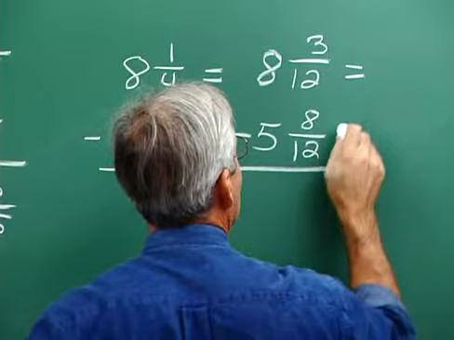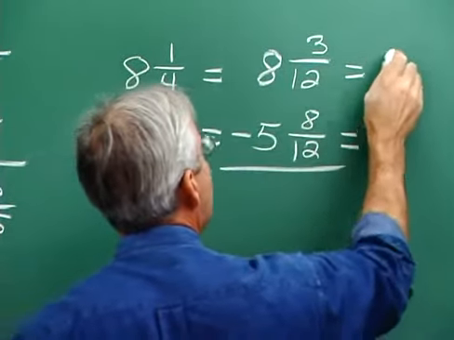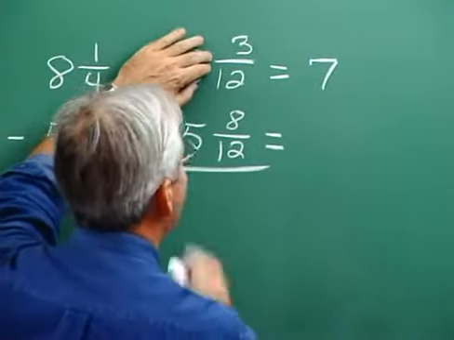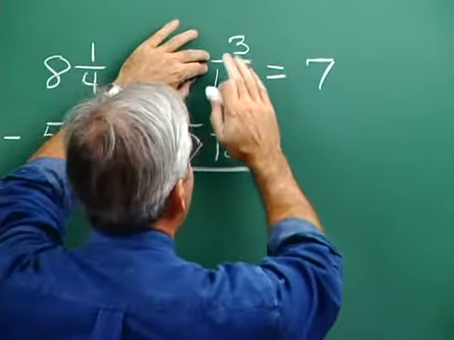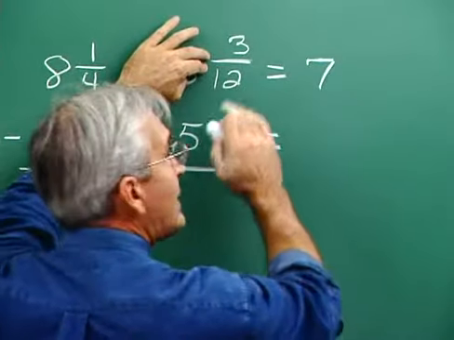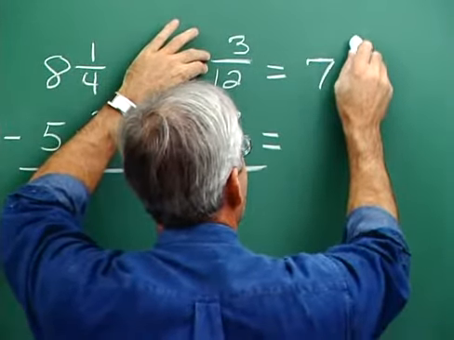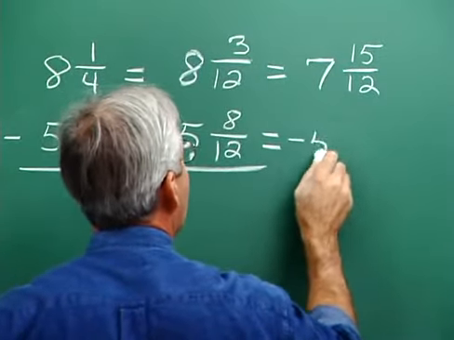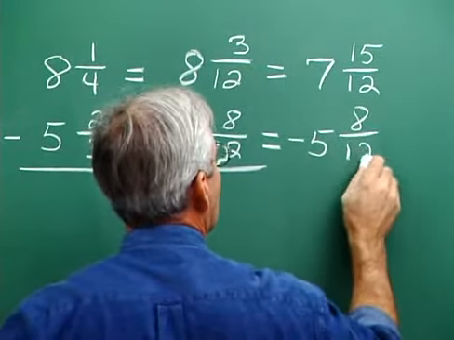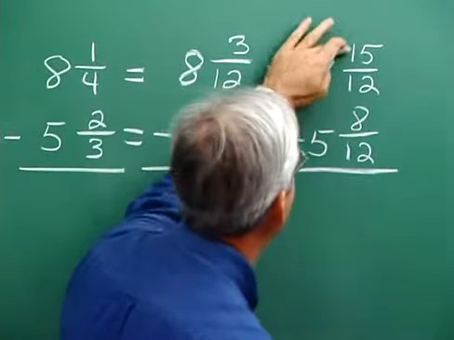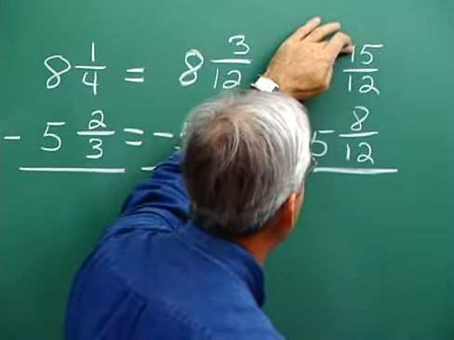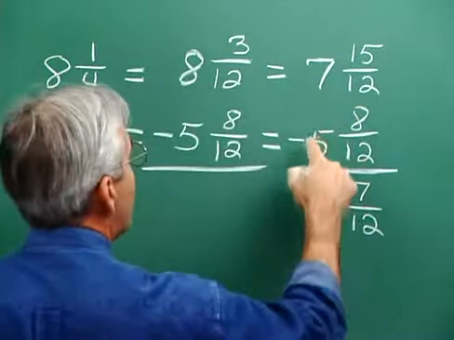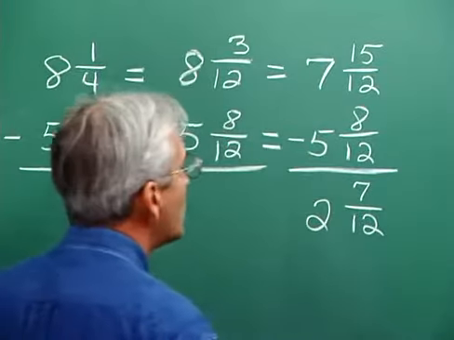So away we go. We go out to the side, borrow 1 from the 8, it becomes 7. Write it down quickly. All right, now the one that we borrow is really 12/12, and we add 12/12 with 3/12 to get 15/12. And now we're going to subtract 5 8/12. And let's see, for the fractions, 15/12 minus 8/12. 15 minus 8, 7/12. And then 7 minus 5, 2. So 2 7/12 for the result.